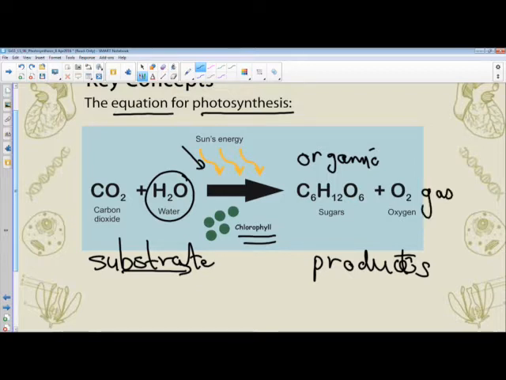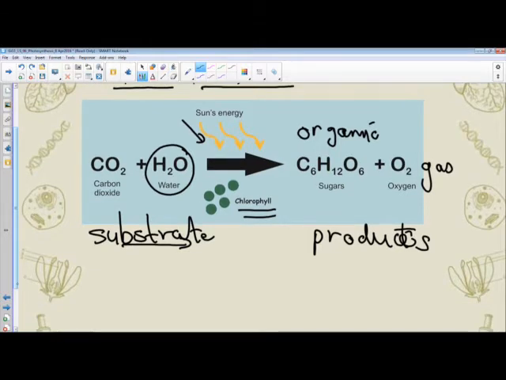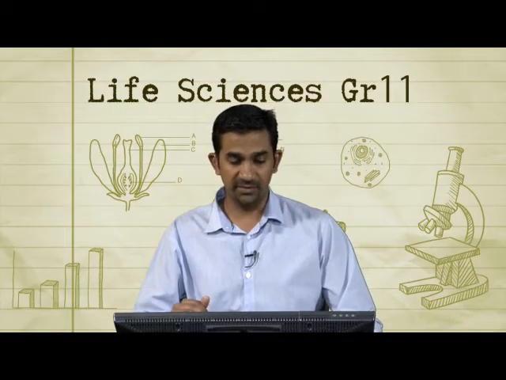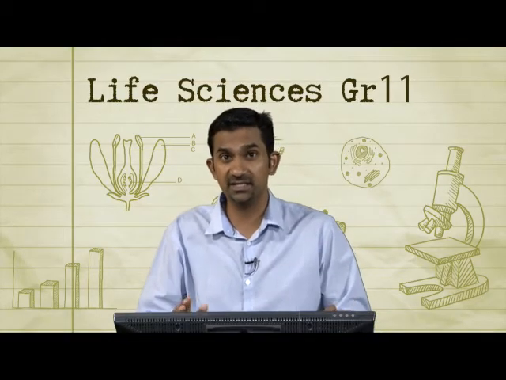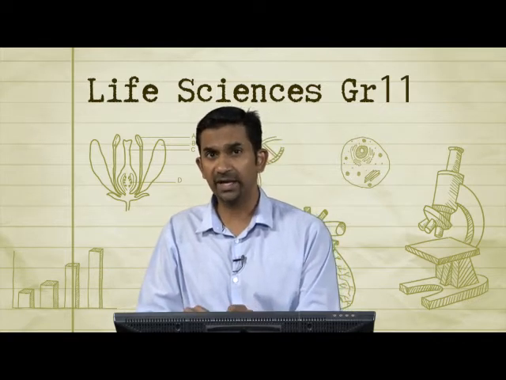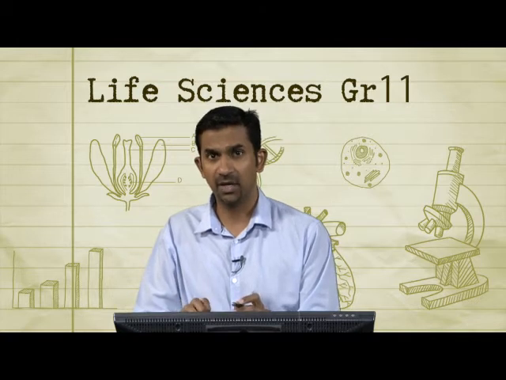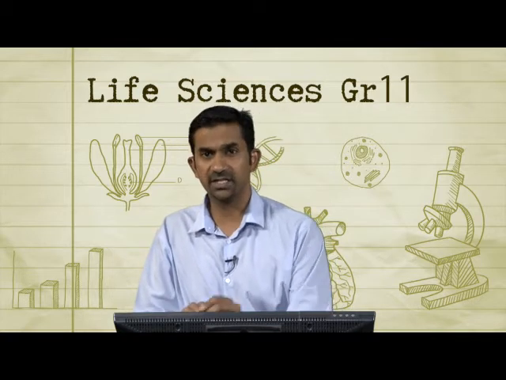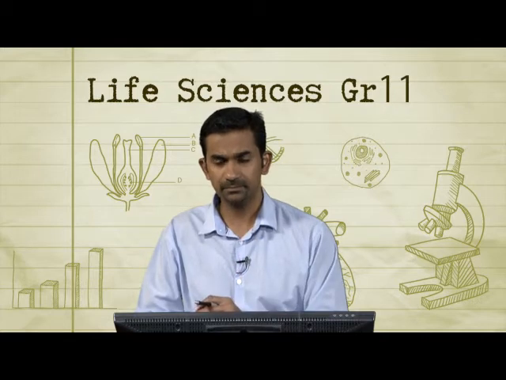So if we were to look at this equation and to define the process of photosynthesis, we can start with what is required, where it occurs, and what is produced. So let's look at this. So guys, how would you define photosynthesis? When we look at photosynthesis, we say that photosynthesis is a process that occurs in the chloroplast where energy from the sun converts carbon dioxide and water into simple organic glucose or sugar molecules and giving off oxygen as a waste product. I'll say that again.